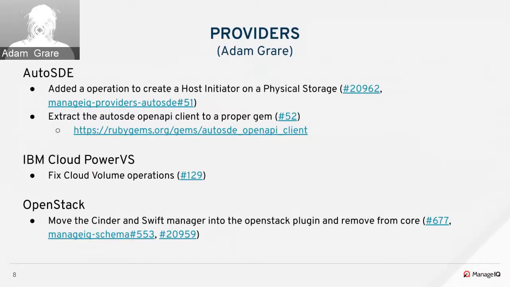IBM Cloud Power Virtual Servers fixed a number of issues with the cloud volume operations that were discovered when it was, I think, actually tested. And then on OpenStack, we moved the Cinder and Swift managers out of core and into the OpenStack plugin.